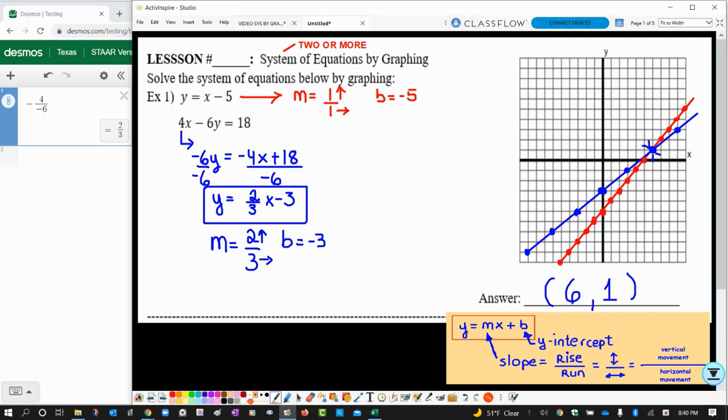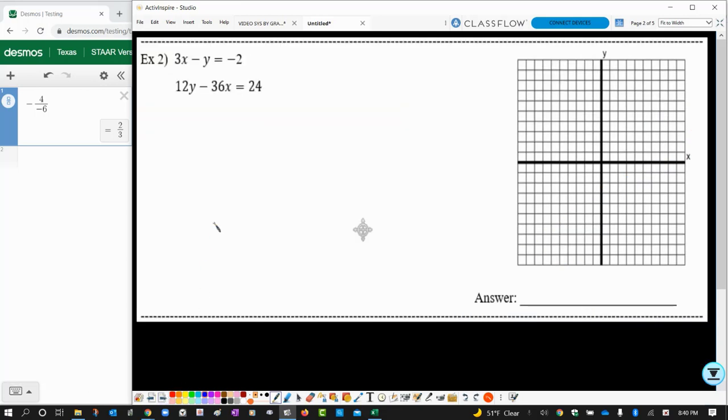All right, so let's go on to the next example. Here again, we have a system of equations with two equations, and first thing we want to do is make sure the y is alone.